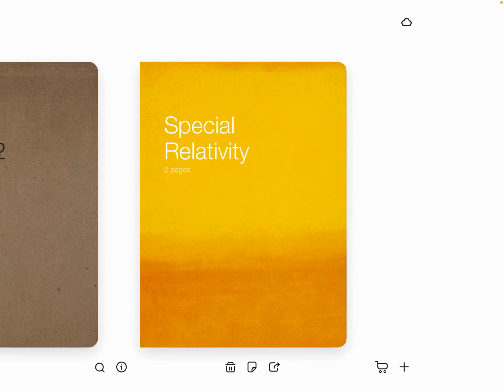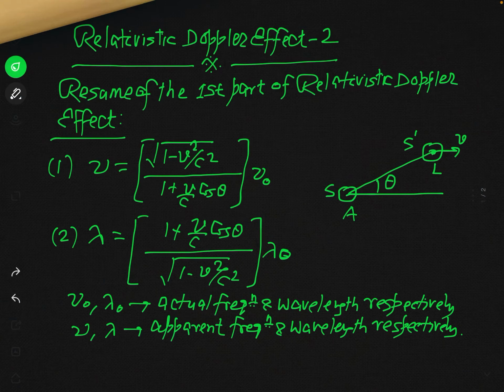In the last lecture, we have obtained the general result for the apparent frequency and the apparent wavelength of relativistic Doppler effect, that is Doppler effect in case of light wave. Now, using those general results, we are going to discuss properly two types of Doppler effect, which are actually longitudinal Doppler effect and transverse Doppler effect.